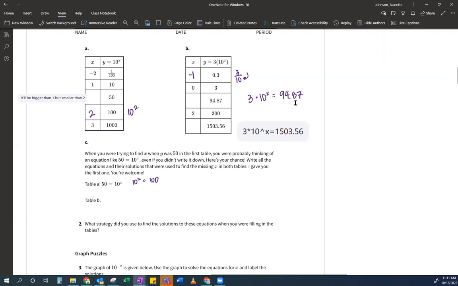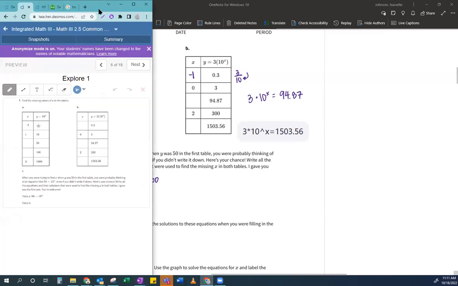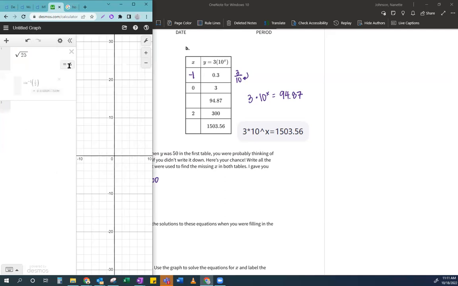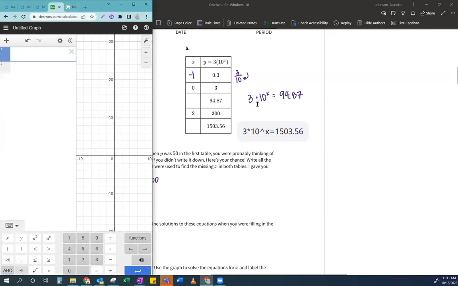Okay. Someone said just kind of plugging in for x and then estimating. This is a really good idea. So I'm going to use my favorite tool called Desmos because it's my favorite tool, right? So I'm going to plug this in right here. It says 3 times 10 to the x. Now the number I'm trying to get is 94.87. What number would be a good number to pick?